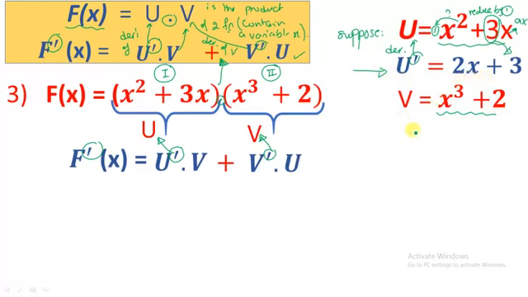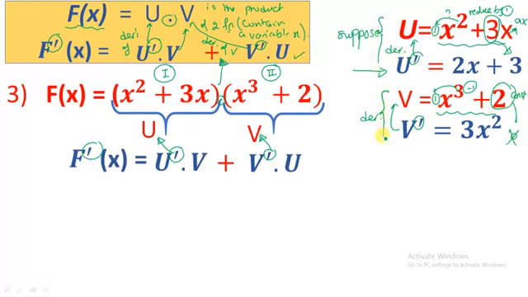Now we will find v prime. v prime equals the derivative of v. And what is the derivative of x cubed? It is 3 multiplied by 1, and we will reduce the power by 1, and we will get 3x squared, and the derivative of 2 is 0 because 2 is a constant. Now we have u and u prime, v and v prime. Then we will carry these terms and substitute them in the rule.